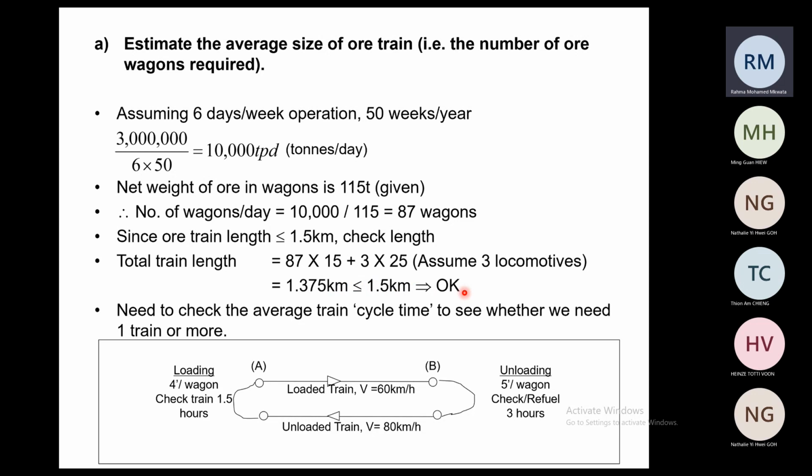At this point, we have to check the average train cycle time to see whether we need 1 train or more.